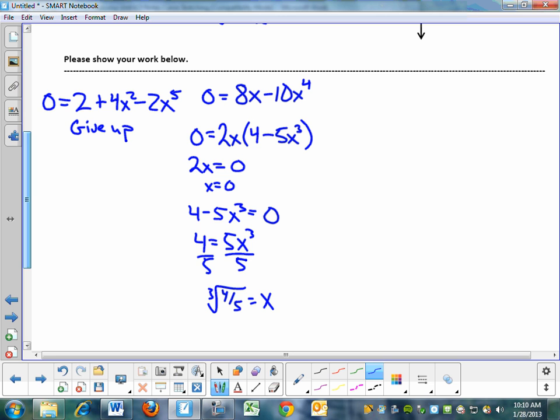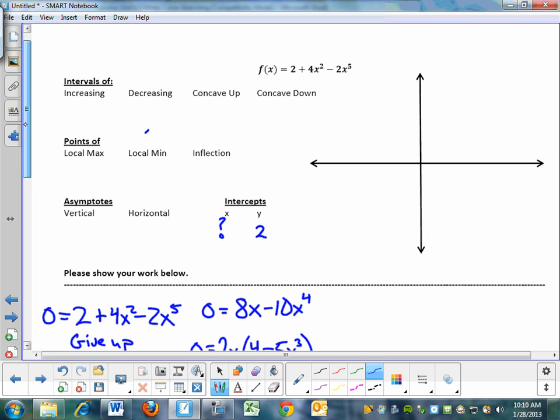So that we have a better understanding of what that actually means, let's convert it to a decimal. The cube root of 4/5 is equal to 0.93. So we have 0 and 0.93. I'm going to use my number line now. Do I put this number line on top or on bottom? Top. First derivative I put on top.